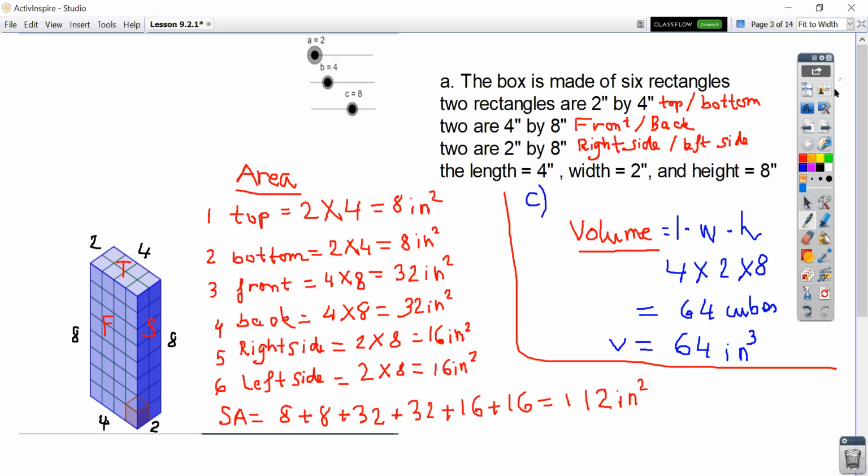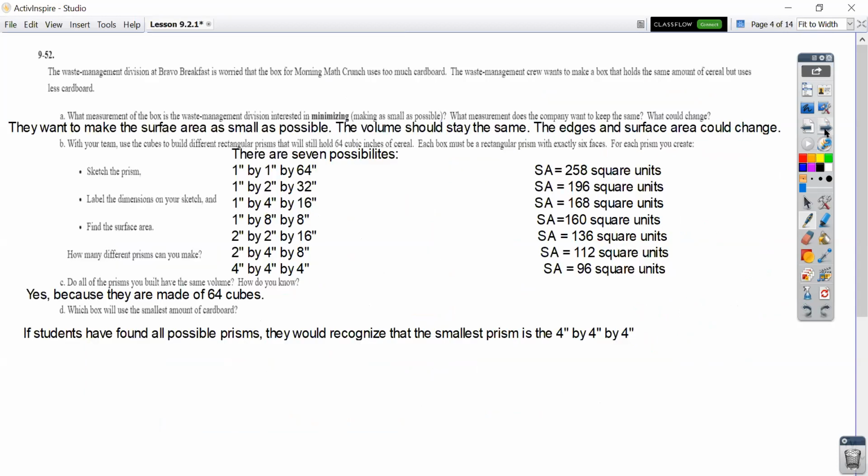All right. For the next problem, number 952.